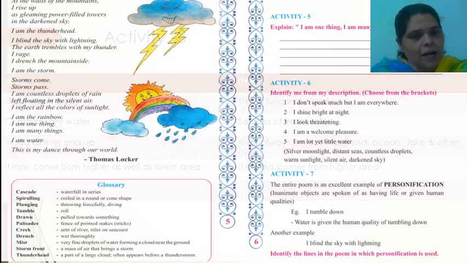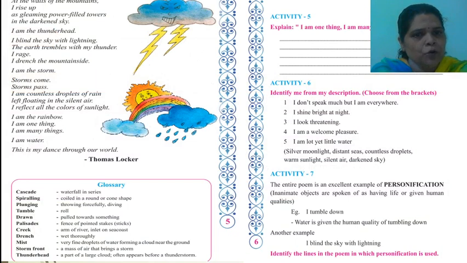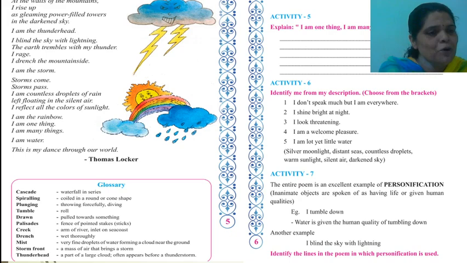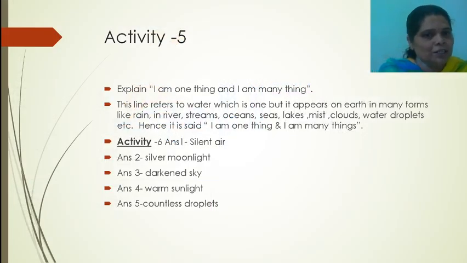Now coming up, activity 4. Activity 4 is the poem. Then activity 5 is explain 'I am one thing and I am many.' Who will say who is this 'I' here? I told you in this poem 'I' means the water. This line refers to water, which is one, but it appears on earth in many forms, like rain, in rivers, in streams, in oceans, seas, lakes, mist, in many forms. Therefore it is said 'I am one thing and I am many things.'